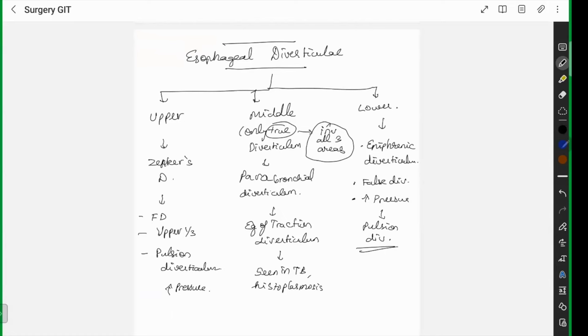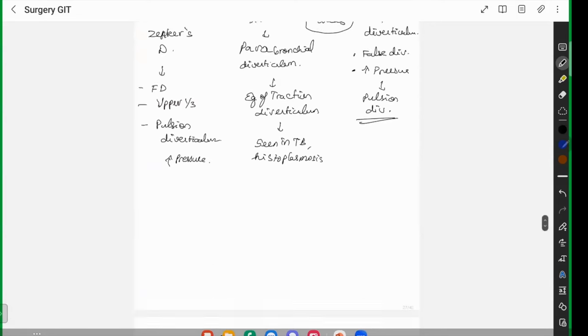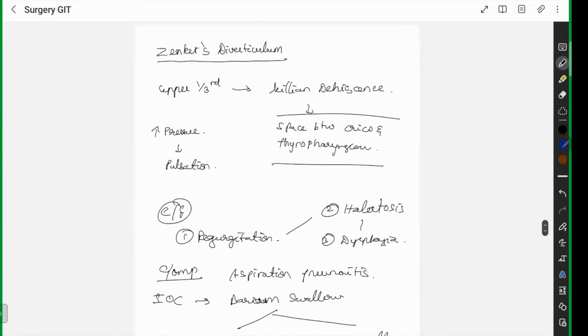Zenker's diverticulum, usually they ask as a short note for you all. Okay, Zenker's diverticulum is nothing but the upper one-third. We have Killian's dehiscence, where there is a space between your cricopharyngeus and thyropharyngeus.